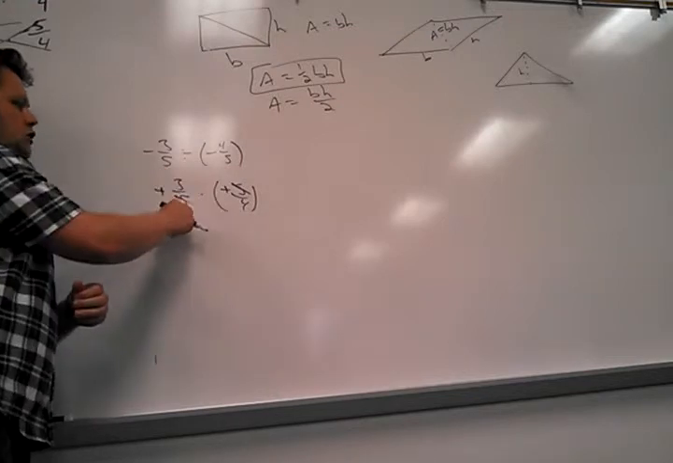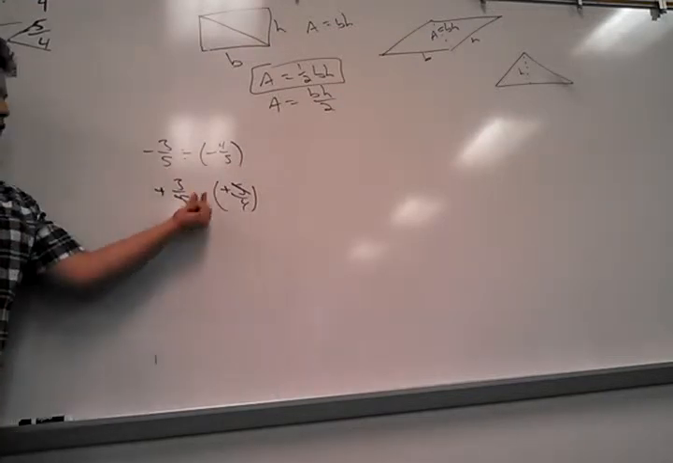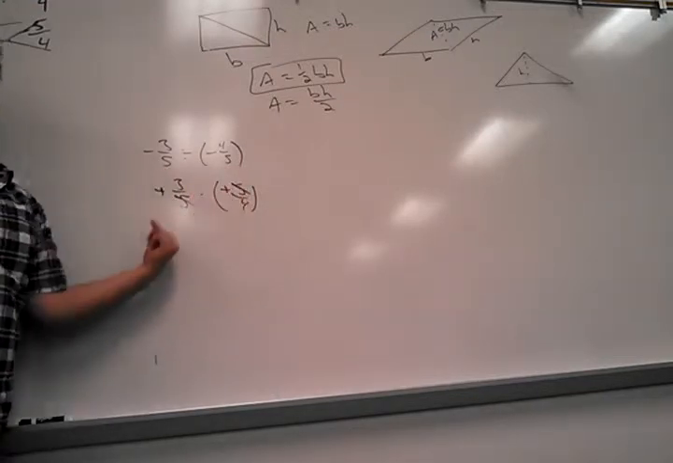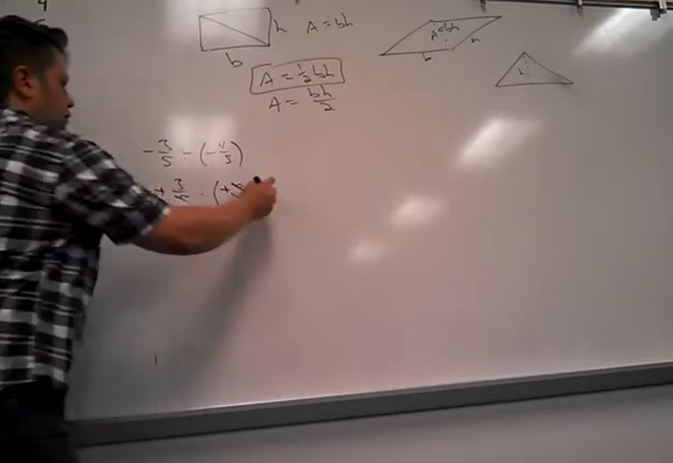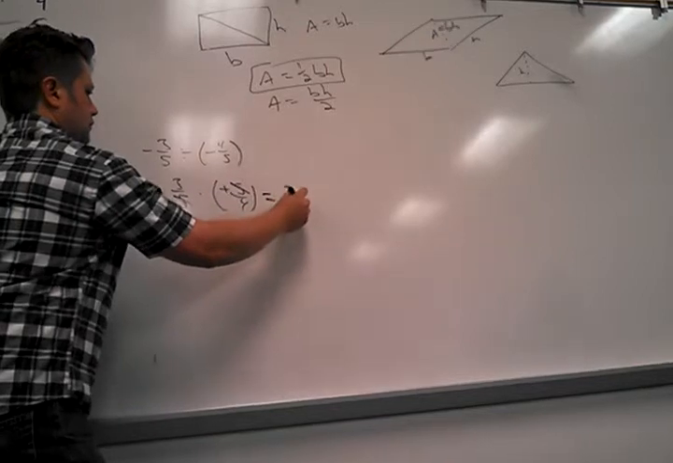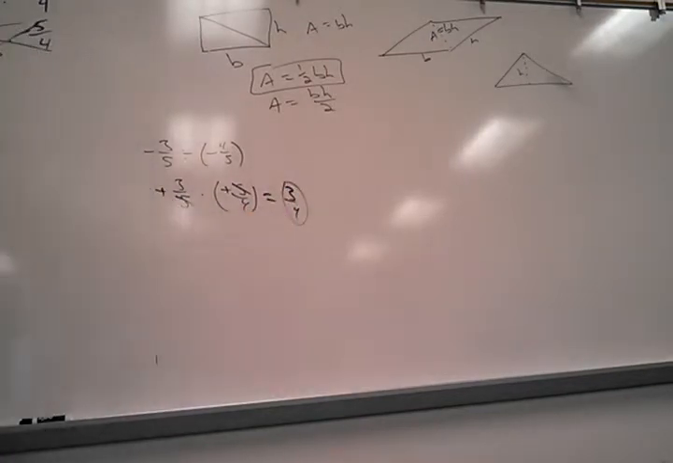I can cross cancel. Why can I do that? Because multiplication and division are opposite operations. They'll cancel. So I end up with 3/4. Cool.